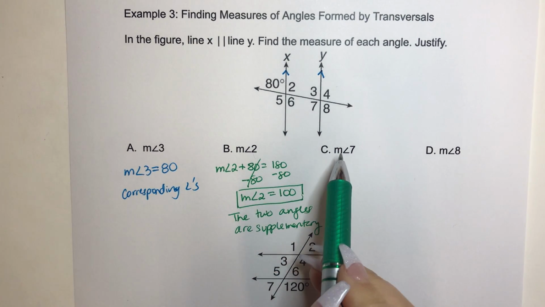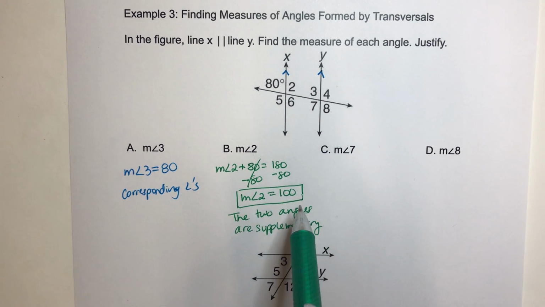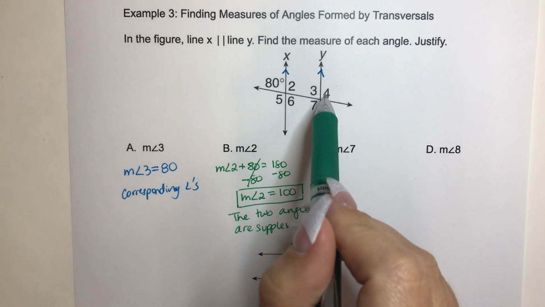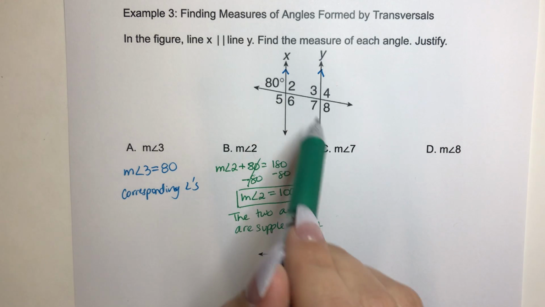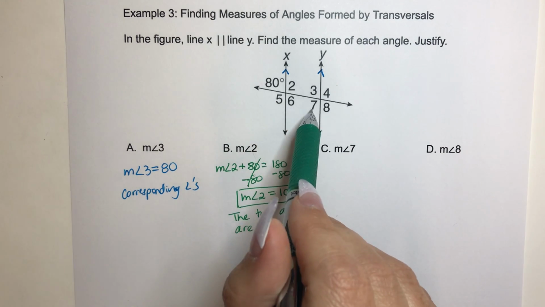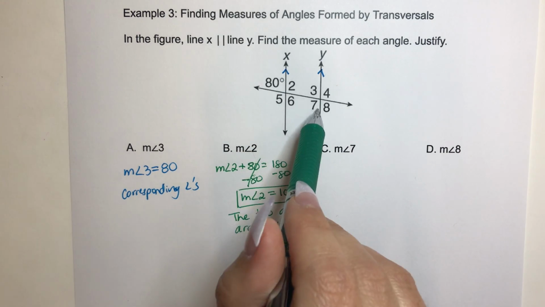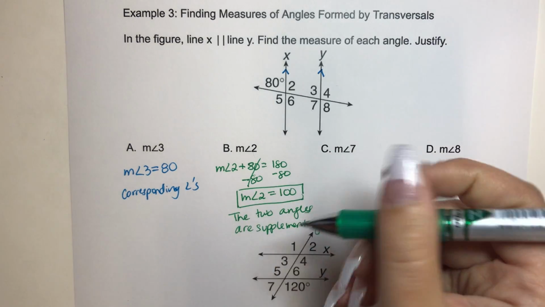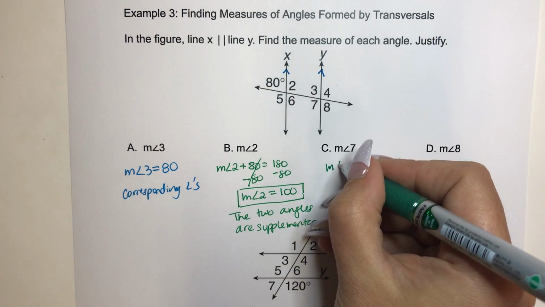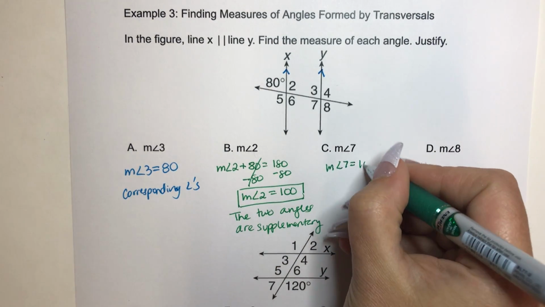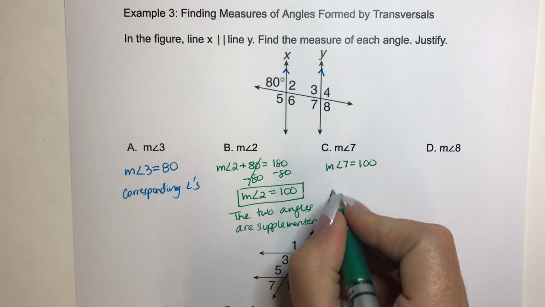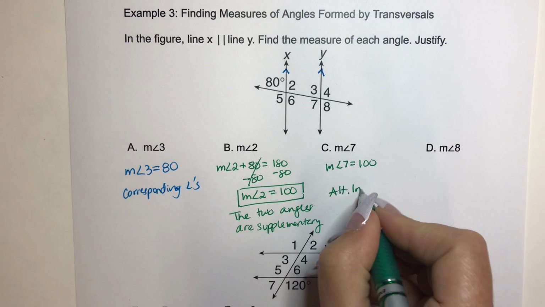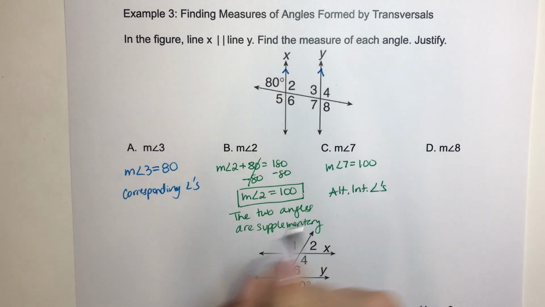All right, now let's look at measure of angle 7. Okay, so we know that 3 is 80. We know that 2 is 100. So what would 7 be? Well, because these lines are parallel, these look like alternate interior angles. So that would mean that the measure of angle 7 would also be 100 because it's the same as 2. And the justification would be alternate interior angles.